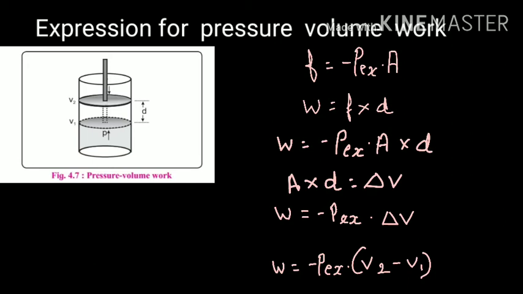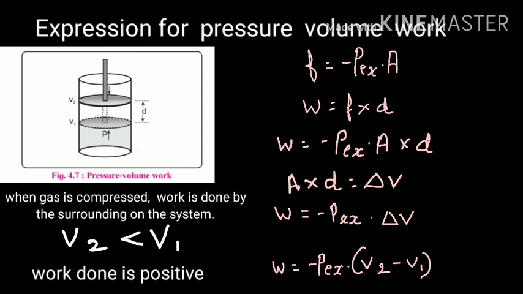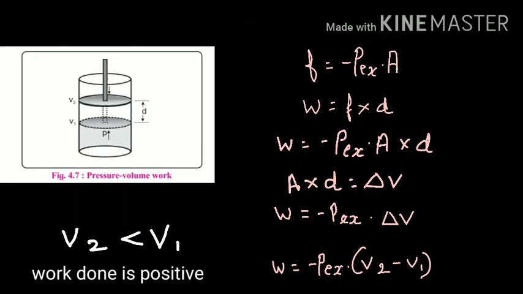When the gas is compressed, the piston will now move in a downward direction. Hence, the work is now done by the surroundings on the system. And here V2 will be less than V1, and hence work is going to have a positive value, because the piston moves down, which is not against the external pressure.